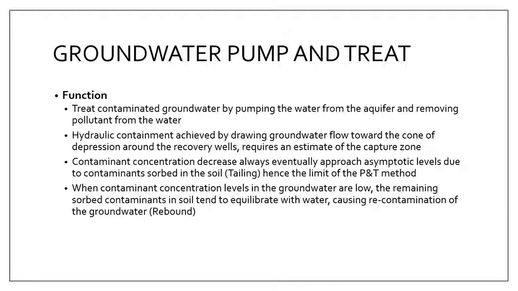Another physical method is the groundwater pump and treat. This is different from NAPL removal in the sense that here we are actually taking out the groundwater, treating it, and sometimes you just put it back, or we return the treated water into the aquifer. So it's a three-step process of taking it, treating it, and putting it back.